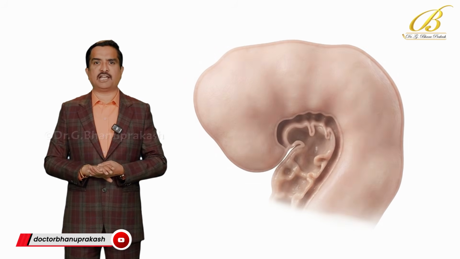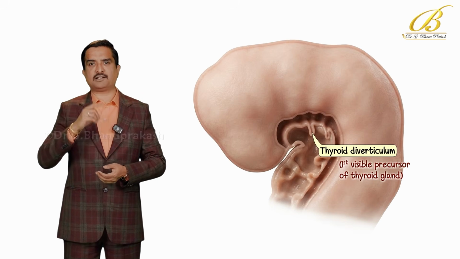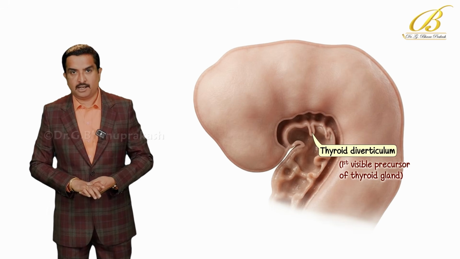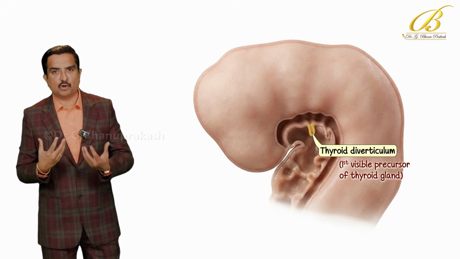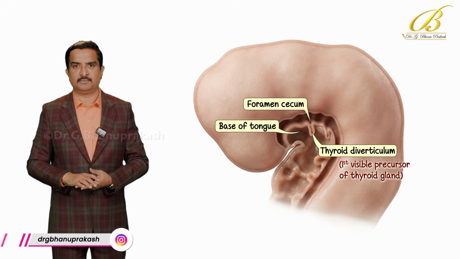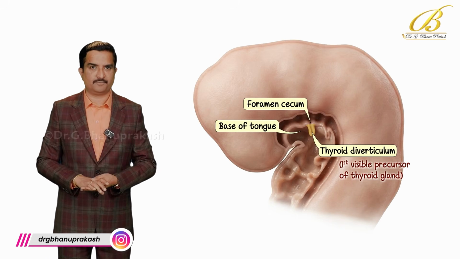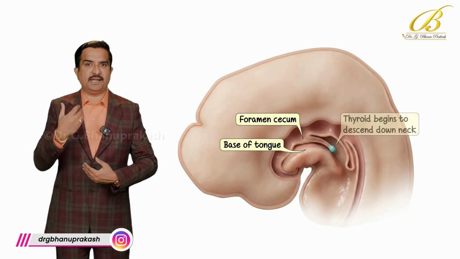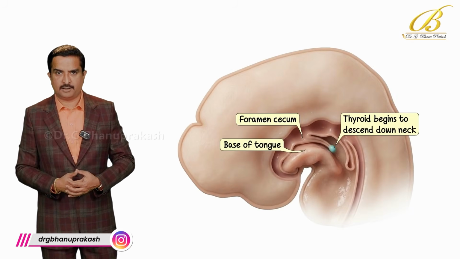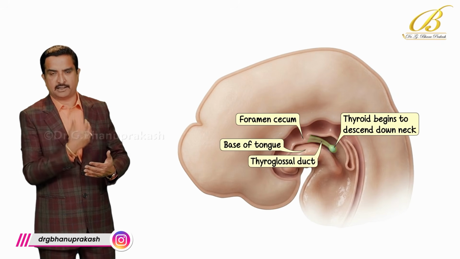Now let's talk about the thyroid diverticulum. This is the first visible precursor of the thyroid gland. It appears as an outpouching at the base of the tongue, specifically the foramen cecum, a small depression found at the midline of the tongue. From there, the thyroid begins to descend down to the neck, forming a tubular connection known as the thyroglossal duct.